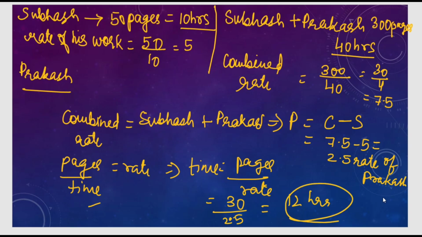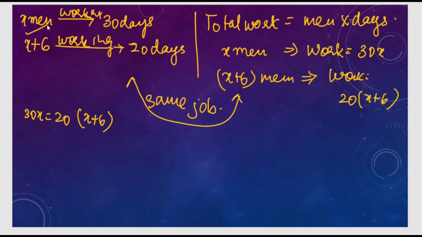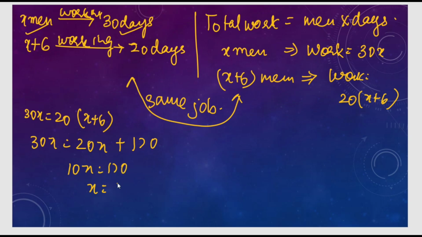Now you got this question. Then read the next one. X-Men doing the same job in 30 days, so 30x is equal to 20x plus 120. So it will be 10x is equal to 120. So x will be 12. Very good. Okay, you got your answer. Now the next question.